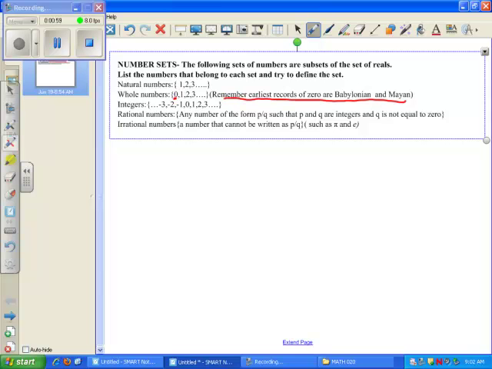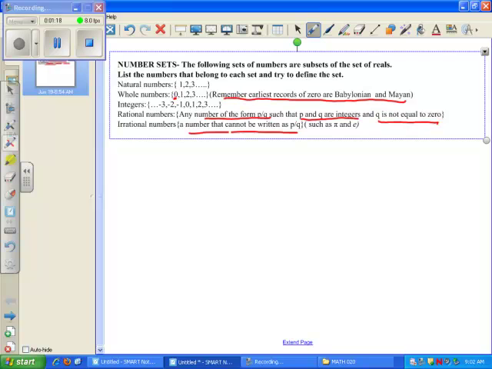Your integers are your negative and positive whole numbers, including 0. Your rationals are any number of the form p over q, such that p and q are integers, and q is not equal to 0. And your irrationals are any number that cannot be written in fraction form, such as pi and e.